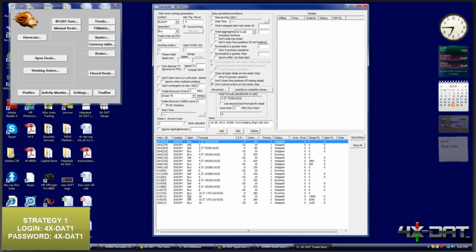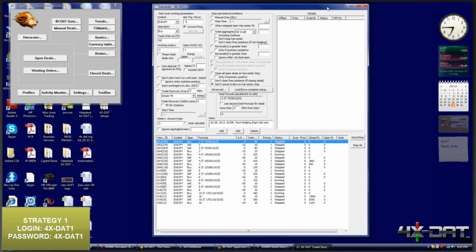Euro yen's not going to move as much, but keep in mind there is no trade recovery. The trade recoveries are actually being created by additional trades when the market reverses, and those trades are, number one, hedging, and then trading in the opposite direction.